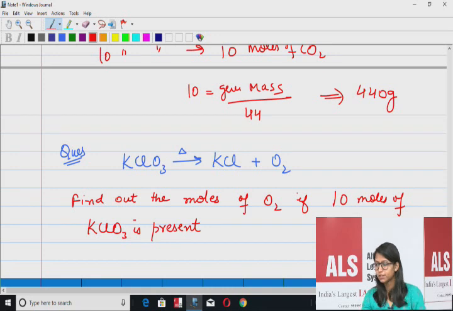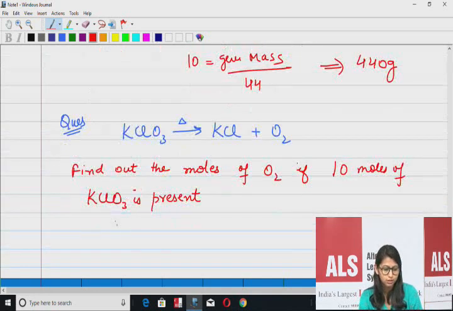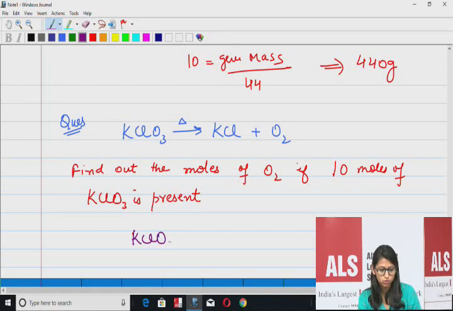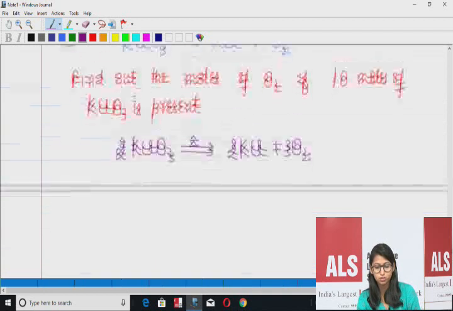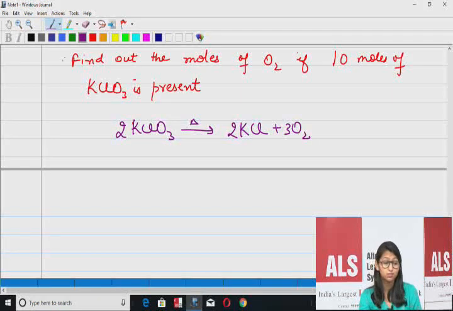Very good. 15 is the answer, right? So you people got the balancing, na? So I'm writing it again here, you know. It would be like KClO3. You are heating it, you are getting KCl, you are getting O2. So if I apply 2 here, I will be writing 2 here and 3 will be here. So 6 oxygen are balanced, okay? So you have to do the balancing first. You cannot solve it directly, your answer will be wrong.